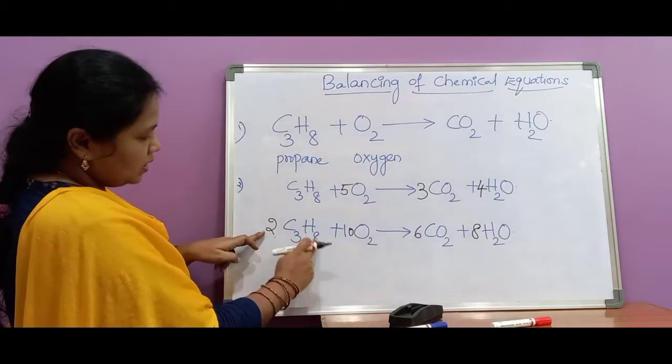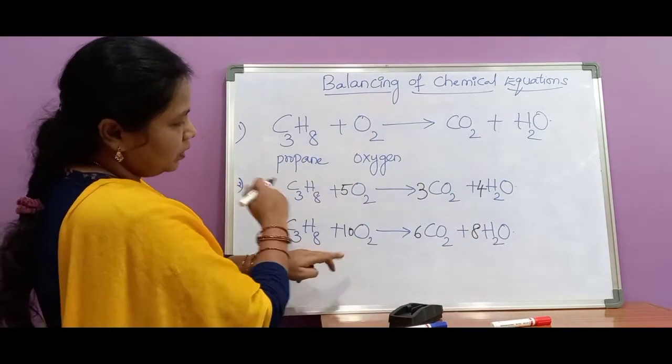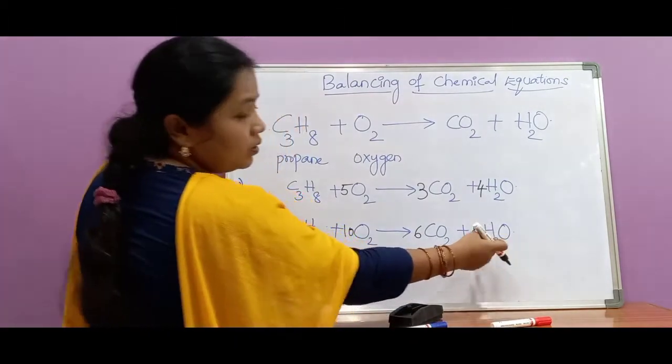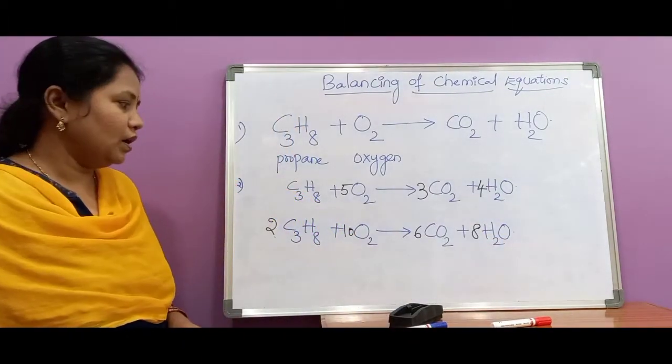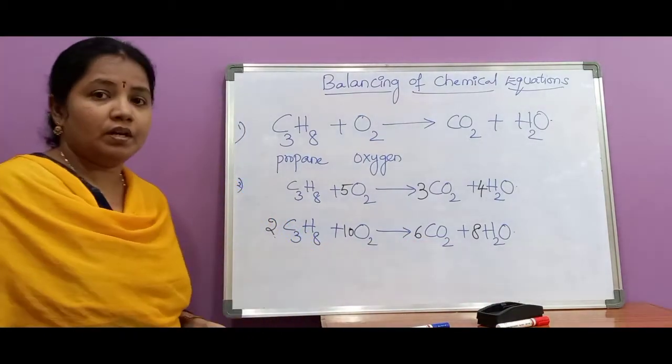And hydrogens, 2 eights are 16 hydrogens. Here 4 twos are 8, 16 hydrogens. 10 twos are 20 oxygens. Here 6 twos are 12 plus 8 oxygens. Here 12 plus 8, again 20 oxygens. All of them are the same number, no? Same number of atoms are there, then why is it not correct, he is asking.